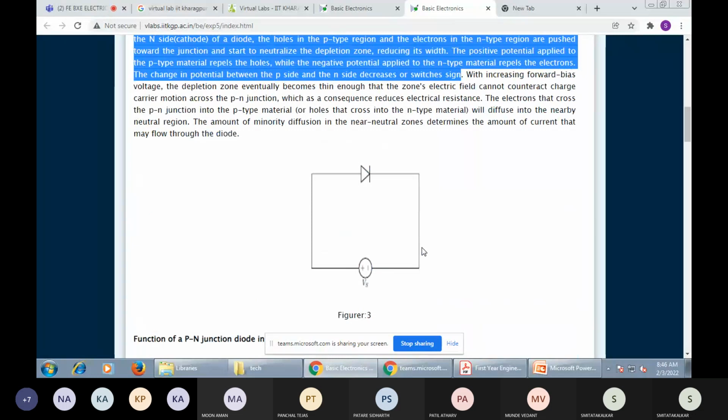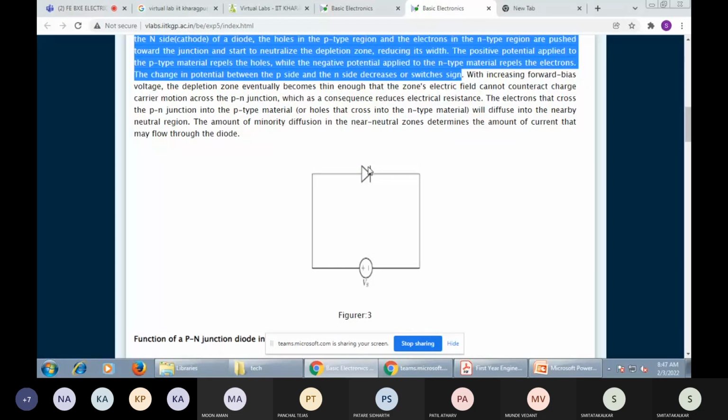This is the supply, the power supply. Here the diode, and here one point is the anode, and on the left side is the cathode. In the formation of the junction, these are the functions of the diode.